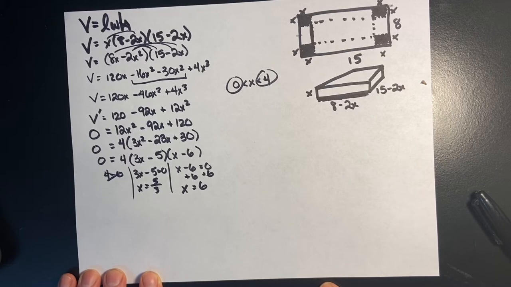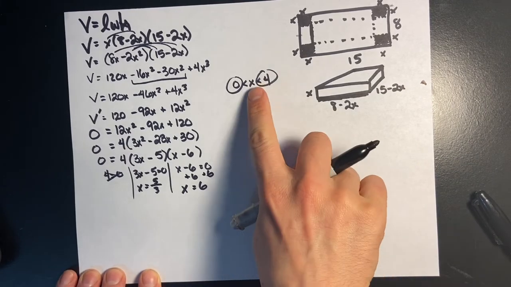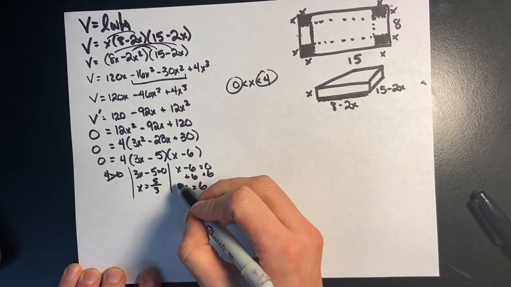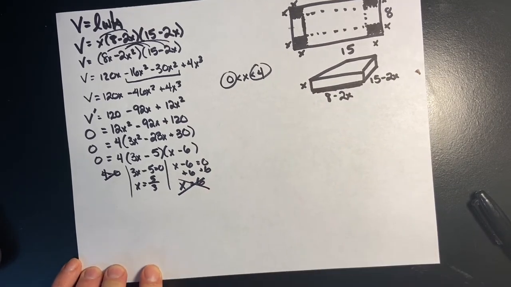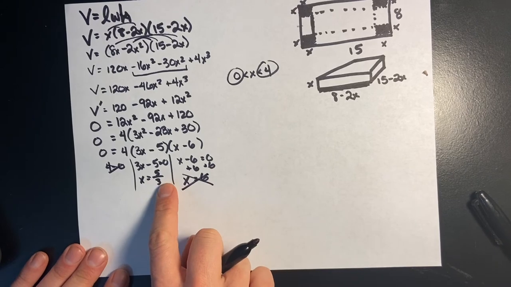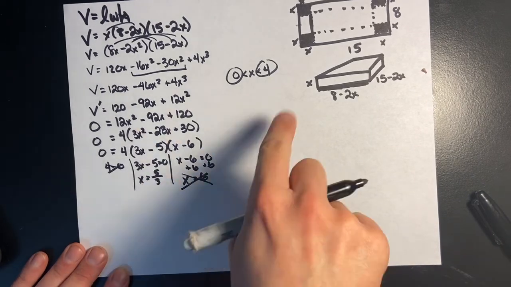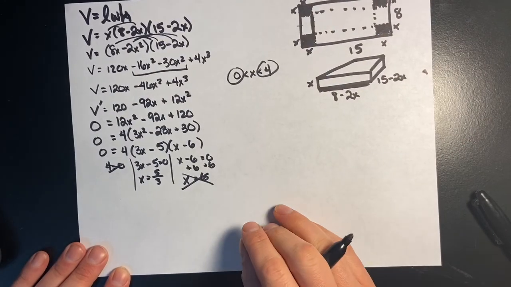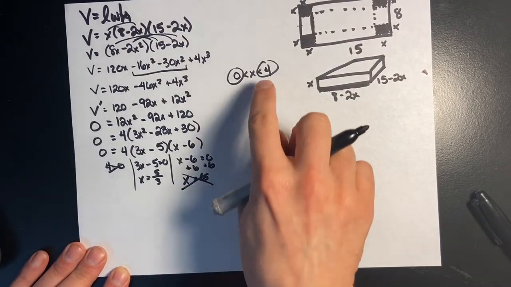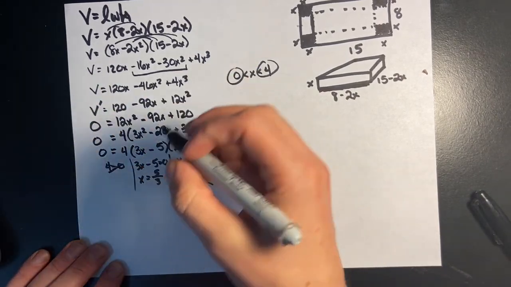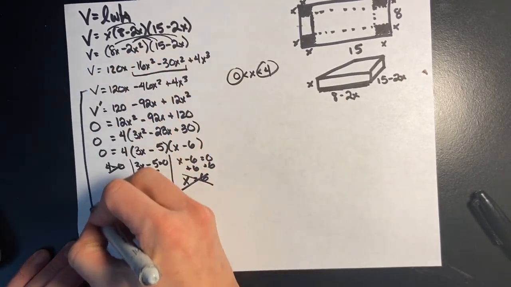However, last time I checked, I said that x had to be between 0 and 4. So x equals 6 is not an option. This guy is 1 and 2 thirds. I can plug that in and make it work. So I take this and plug it into my original V formula.